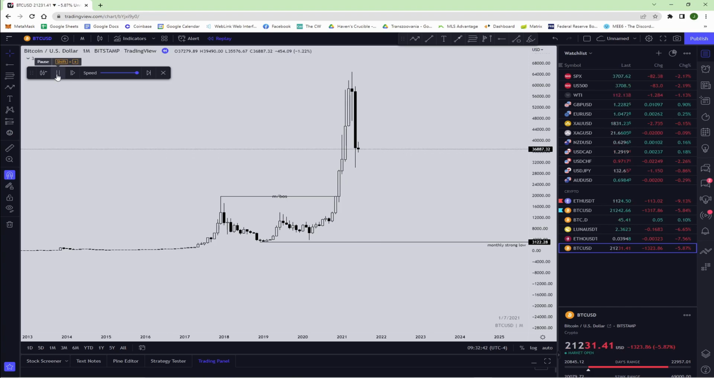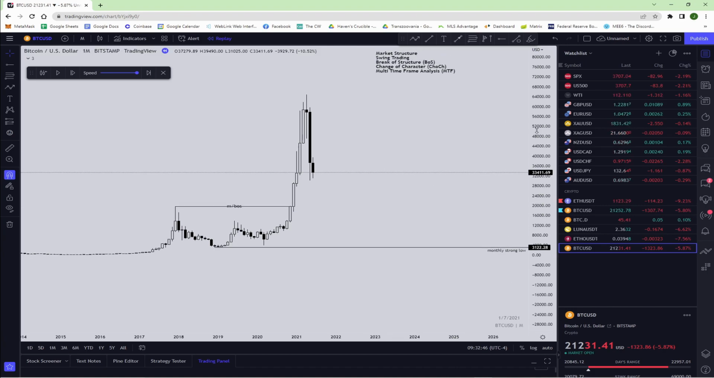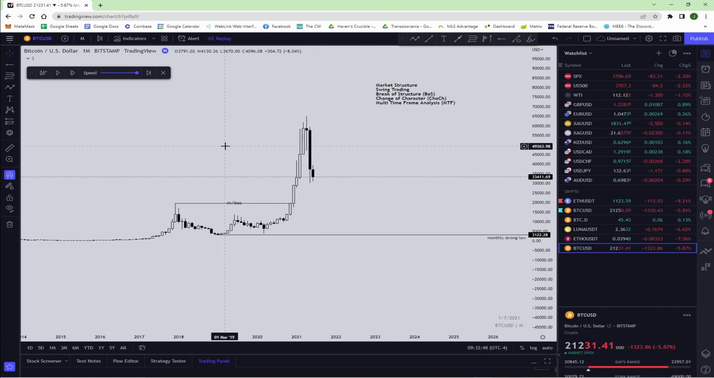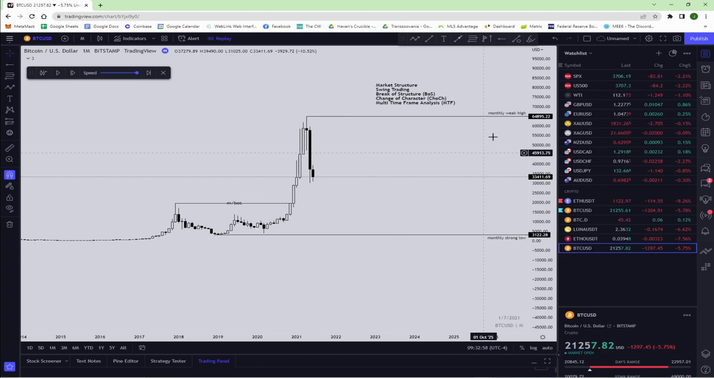Give me a closure here. Okay. Now we've got our first pullback right here on the monthly chart. So now we can start drawing some levels. So we know that this now becomes the monthly weak high. I like to put the part on the top if it's a high, and I like to put the words on the low if it's a low. Obviously, do it however you want. So now that becomes a monthly weak high.